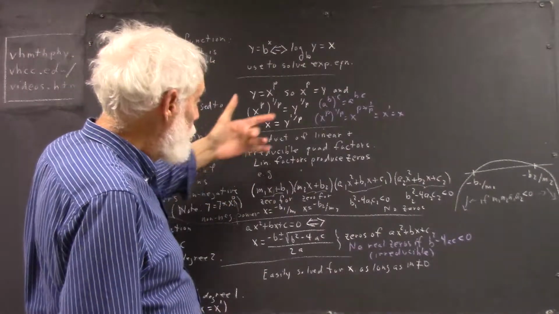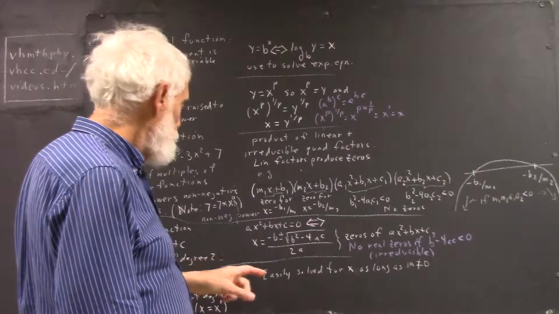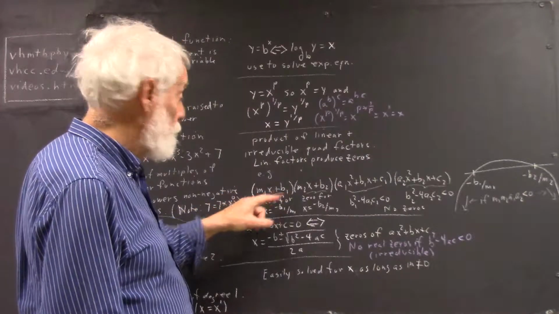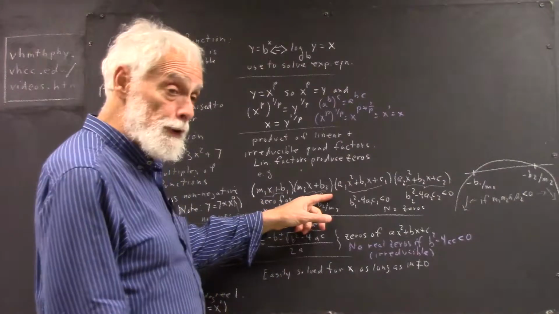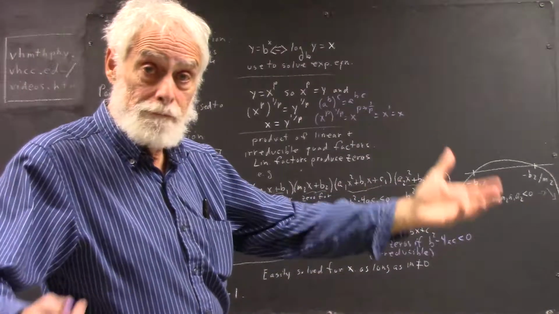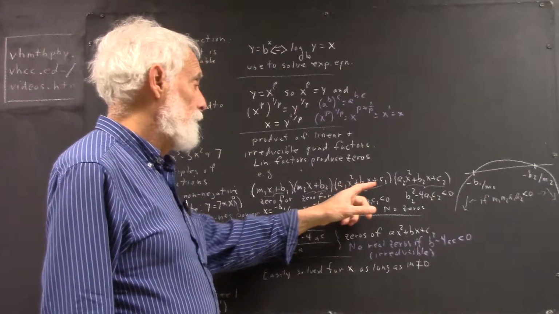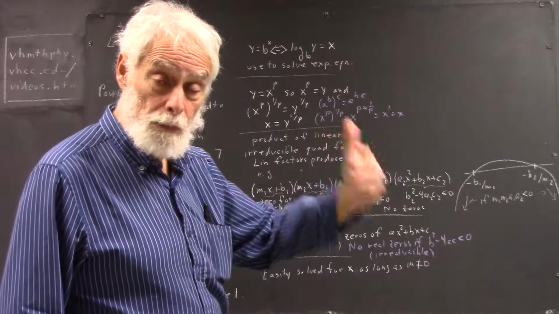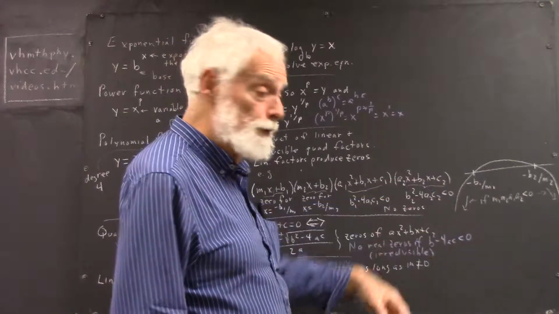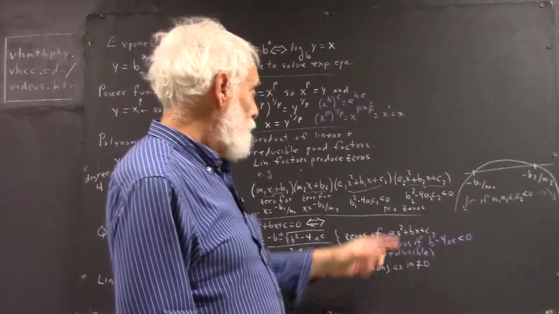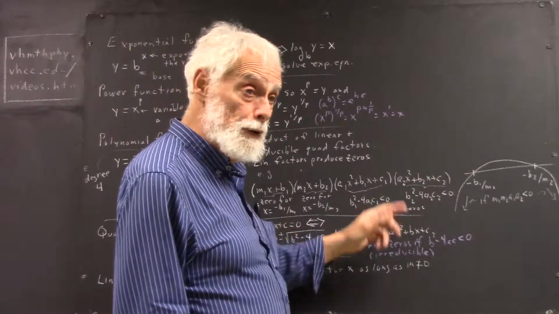So a product of linear and irreducible quadratic factors could look something like this. You have m1x plus b1, where m1 and b1 are just numbers. m2x plus b2, where m2 and b2 are just numbers, probably not the same as m1 and b1. And then a1x squared plus b1x plus c1, where a1, b1, and c1 are numbers. And a2x squared plus b2x plus c2, again, no reason to think that the numbers a2, b2, and c2 have anything to do with a1, b1, and c1.